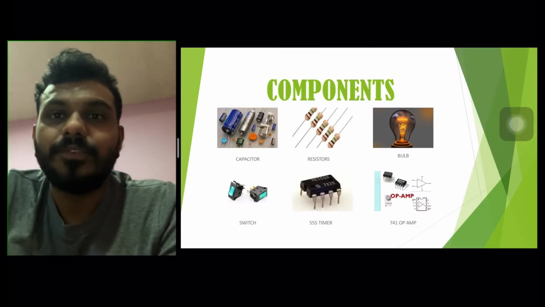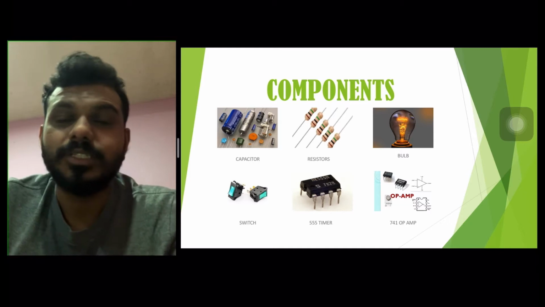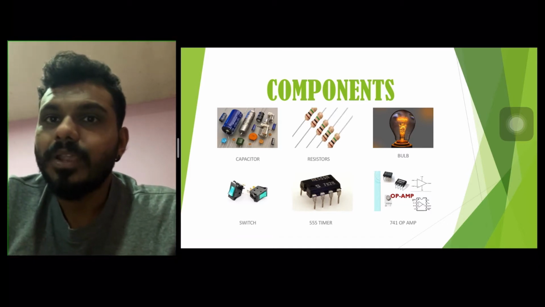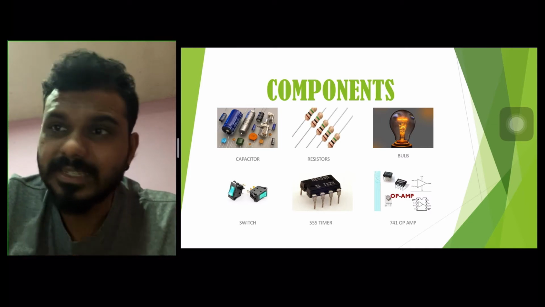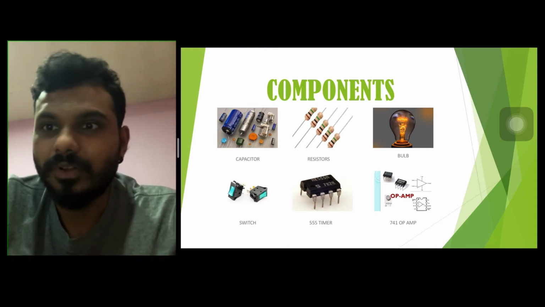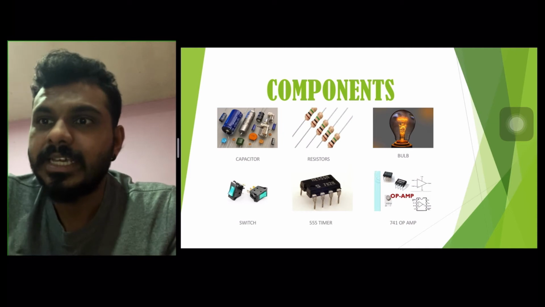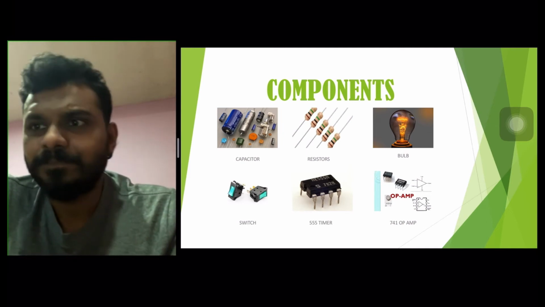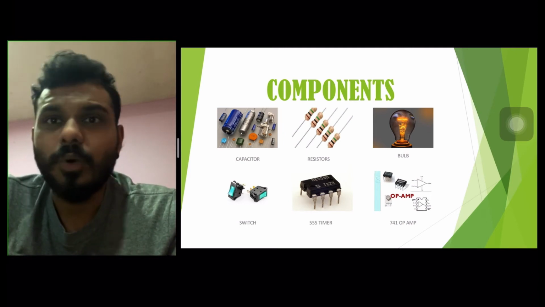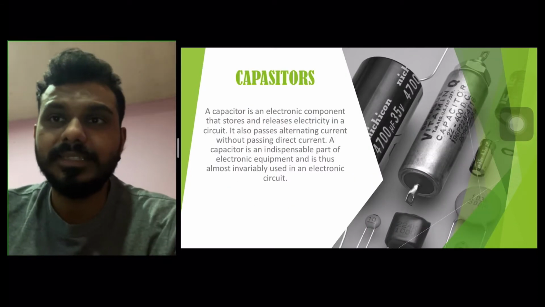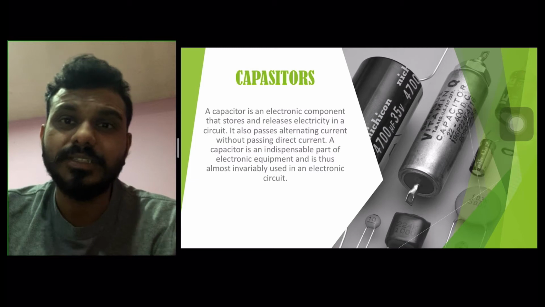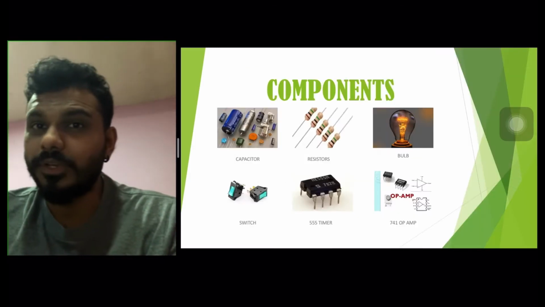Okay, let me see the components we used for the project. First is capacitor and resistors, bulb of course, and switch, 555 timer, 741 op-amp. Next, let me see the functions of these components.